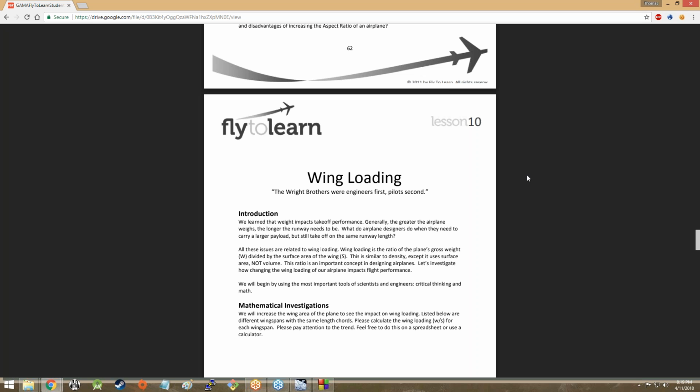What do airplane designers do when they need to carry a larger payload but still take off on the same runway length? Interesting. All of these issues are related to wing loading. Wing loading is the ratio of the plane's gross weight, which is W, divided by the surface area of the wing, which is S. This is similar to density, except it uses surface area instead of volume.